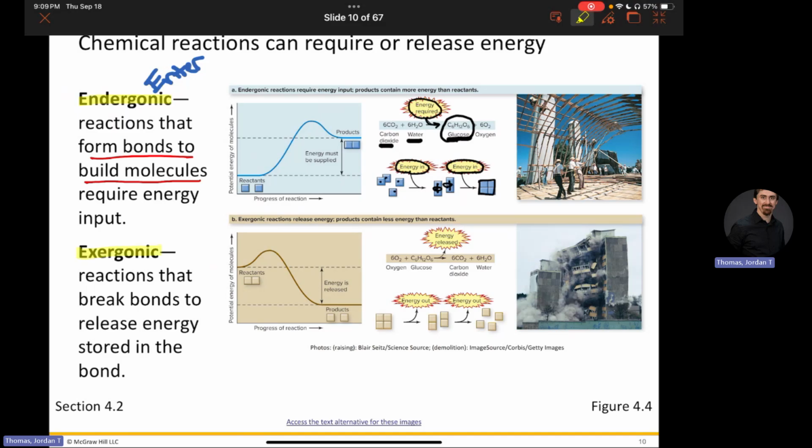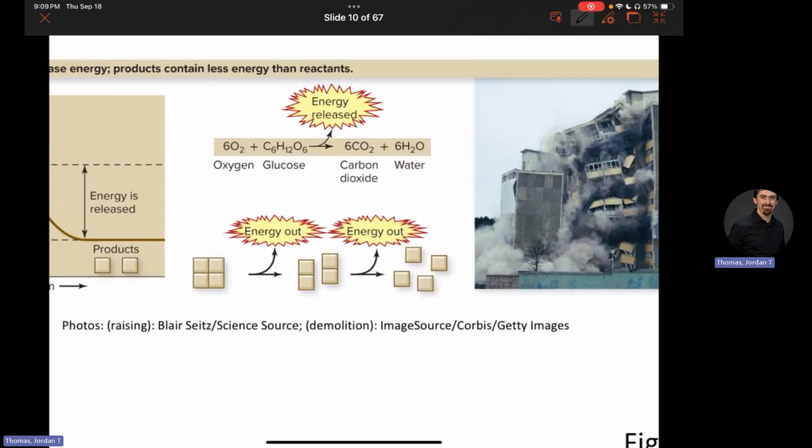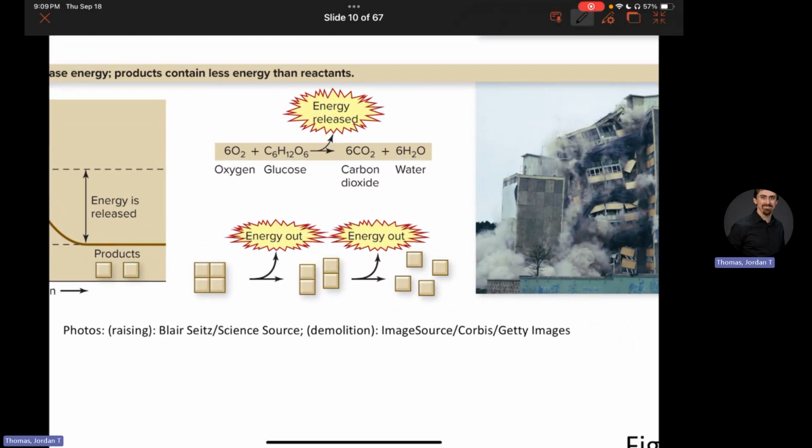Versus exergonic. When you hear exergonic, think exit. In this one, the reaction breaks bonds to release energy. So if we go back to our example down here, we go from oxygen and glucose, which again we said was a big molecule, to carbon dioxide and water. Since we're breaking something, energy leaves the system.